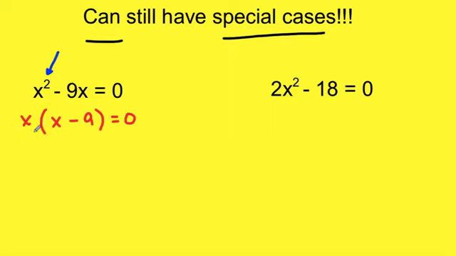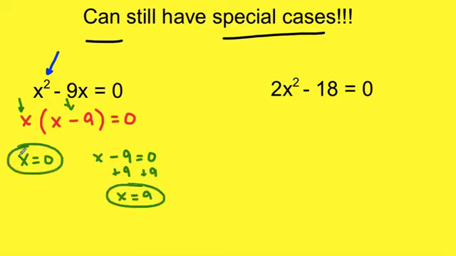Now, for whatever reason, with this one, kids forget what to do with this x outside, but the zero product property says that each factor should be set equal to 0. So I'm going to set x equal to 0 and x minus 9 equal to 0. And then solve. So x equals 0 and x equals 9. Now, what that's telling me is that if I plug 0 in for x, so 0 squared minus 9 times 0, that it's going to make this equation a true statement, and it does. Same thing with 9. If I plugged 9 in, I'd get 81 minus 81, which also equals 0, making the equation true.